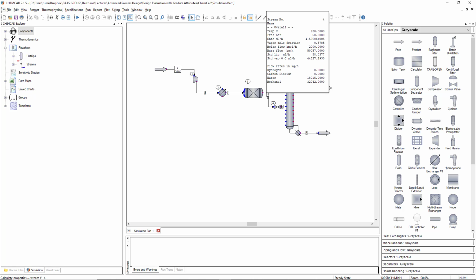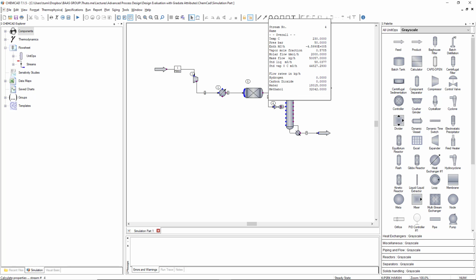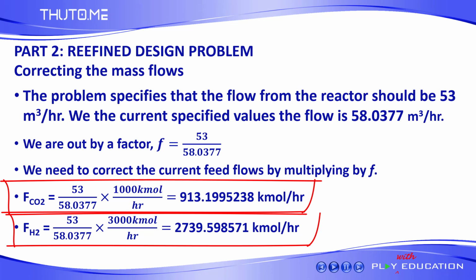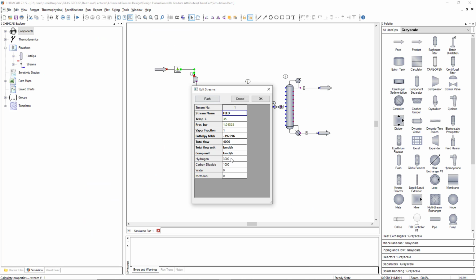However, CAMCAD gives you the liquid volumetric flow rate of that stream, as it would be if the conditions allowed it to be liquid. We can see that the standard liquid volumetric flow rate of this stream is 58.0377 cubic meters per hour. In order to adjust the equivalent liquid flow rate from the reactor to be the specified value of 53 cubic meters per hour, we can adjust the currently stipulated feed molar flow rates of hydrogen and carbon dioxide by multiplying them by a factor of 53 divided by 58.0377. We can now enter these adjusted values into CAMCAD.